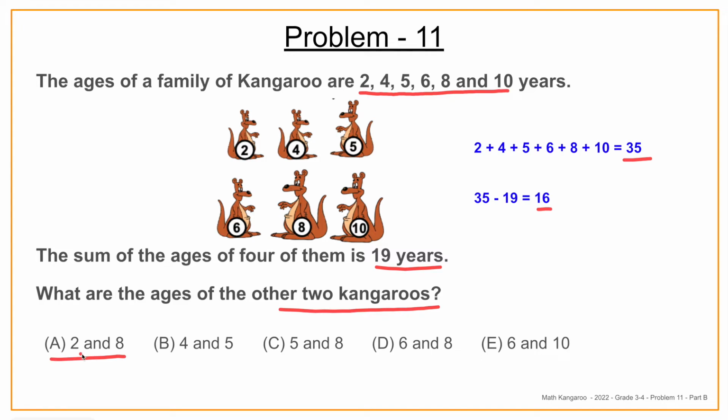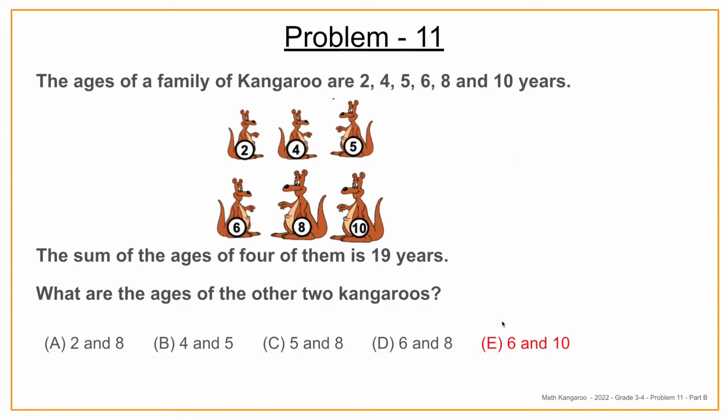We say 8 plus 2 gives us 10. This is not our option. We say 4 and 5, that is 9. That is not our option. We say 5 and 8, that is 13, not our option. 6 plus 8 gives us 14, not our option. 6 and 10 gives us 16. So 16 is our answer, which is option E. Great job solving this one. We carefully added up the numbers and found that the missing ages were 6 and 10.